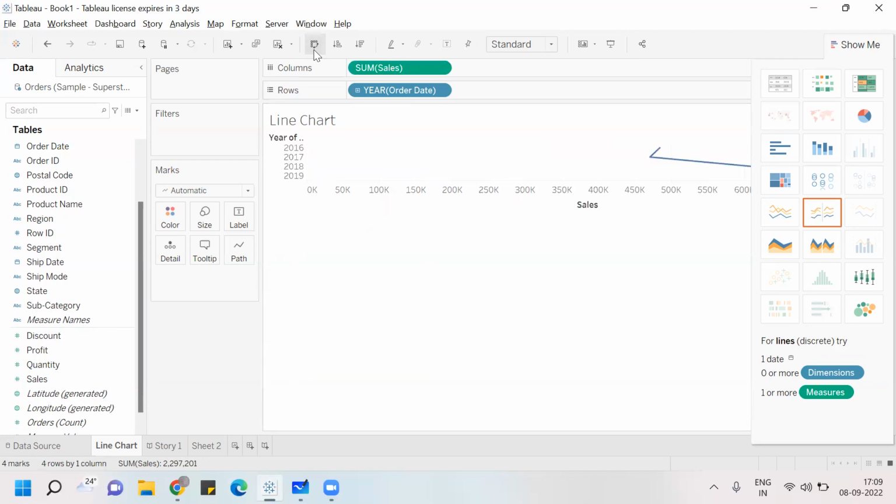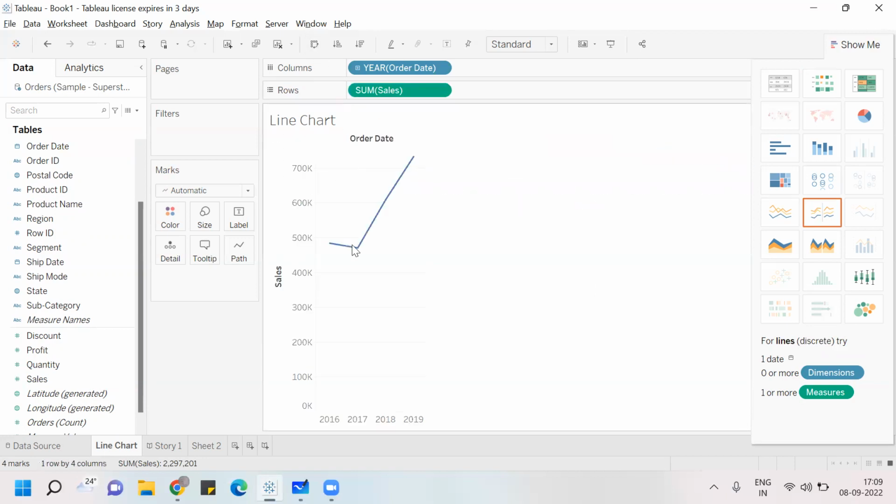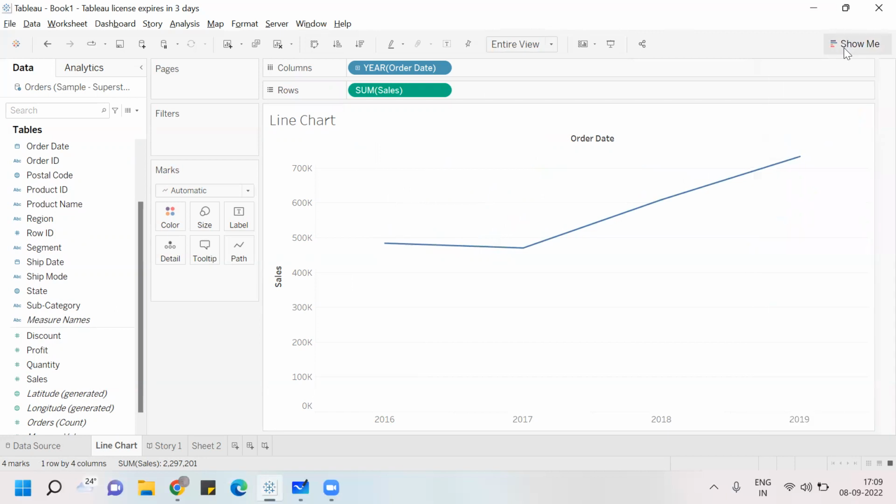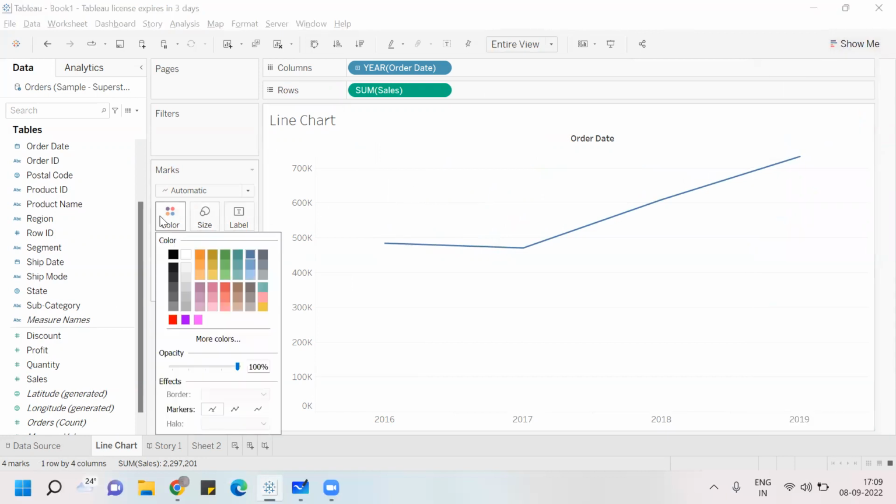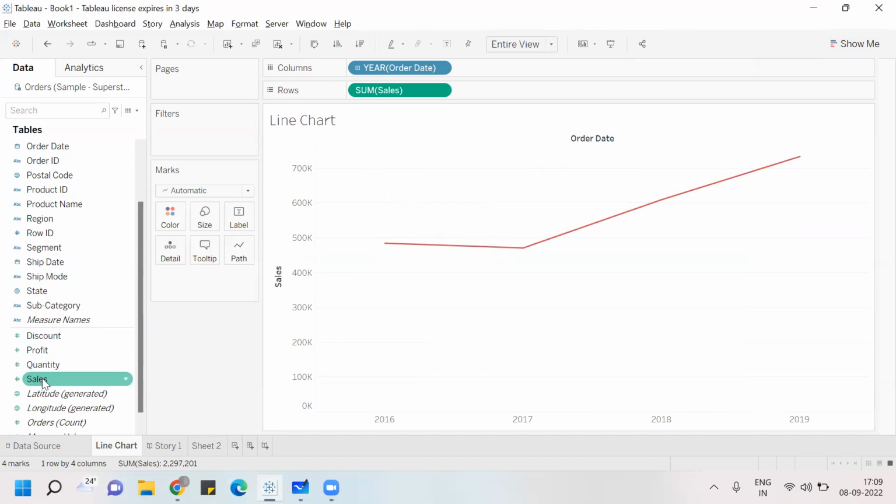You can change the axis the way you want. You can change from standard to entire view. All that you can do. You're most welcome to do that. You can change the color pattern, whichever color you want. You can do that. You can track the sales over levels.